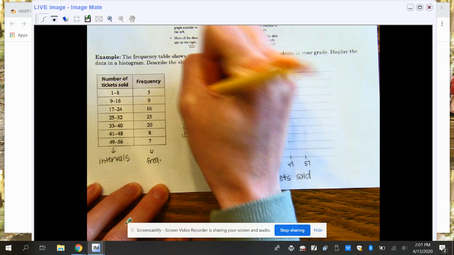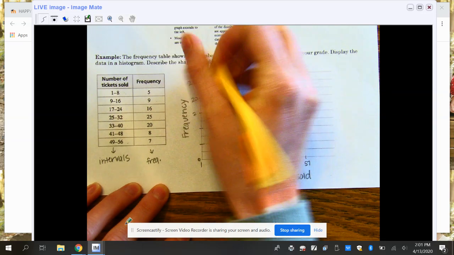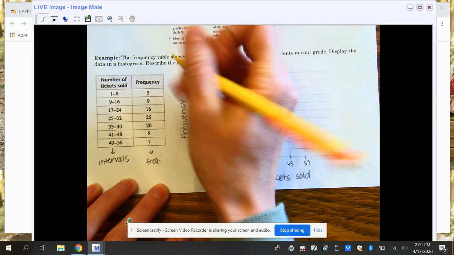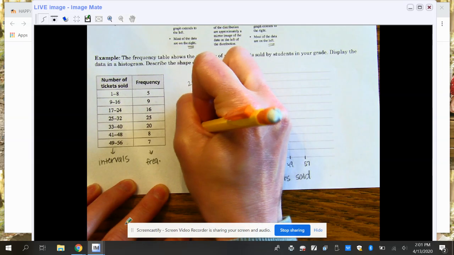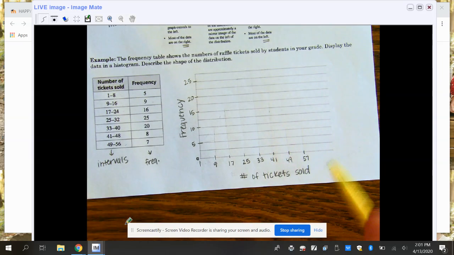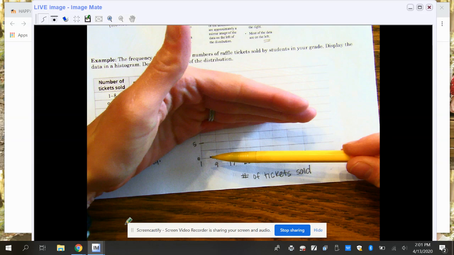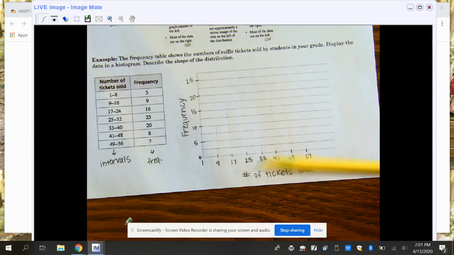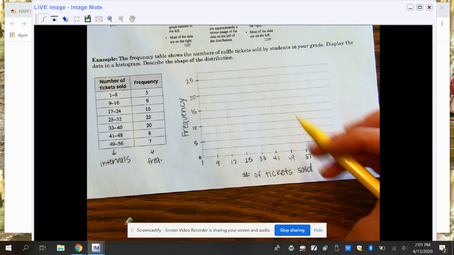And you always want, again, remember these have to be evenly spaced. And you want to use as much of your graph as possible. So you don't want everything to be too smushed down here, because then the shape could be harder to see, and it's just honestly not as neat.